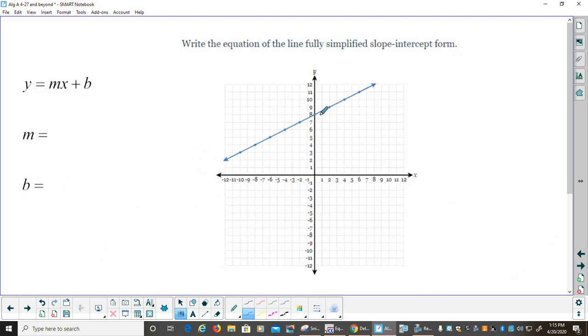Next one, y-intercept is 8. Slope, up 1, so rise 1, run 2. Y is equal to 1/2 x plus 8. Okay, there you go.